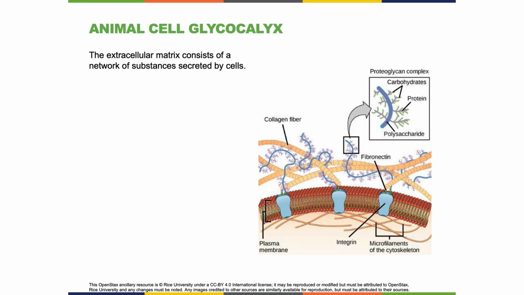Here's an animal cell glycocalyx. So we see the phospholipid bilayer, we see proteins that are embedded. Here's our cytoskeleton on the inside, and here's our extracellular matrix, which has fibronectin connecting collagen fibers. We also see that there are proteoglycan complexes with proteins and carbohydrates all connected to the polysaccharide. You put this whole thing together, this is the glycocalyx. All your cells have that.